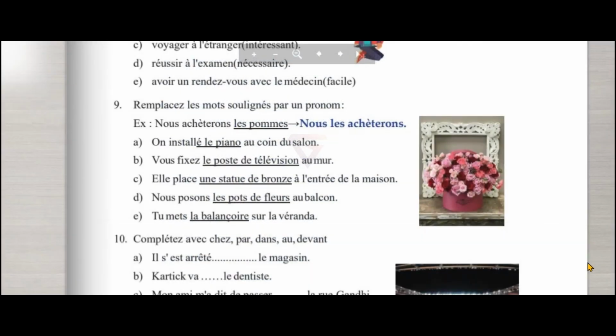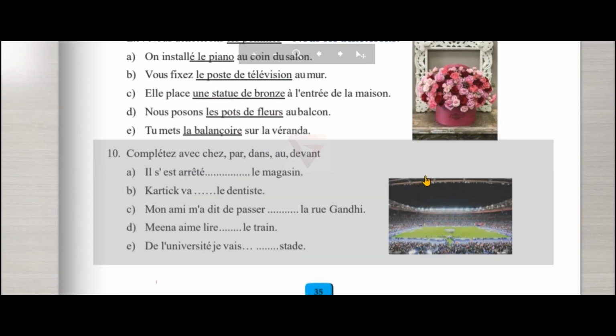The 10th exercise, they want you to replace with the following prepositions. So here you can see chez, when you are going to the place of or at the place of someone. So it can be at the doctor's place, or it can be at your mother's place, at your friend's place. So at that time, you can make use of the preposition chez. Par meaning by, dans, in, au here meaning at the, in the, or to the, depending on the context, and then devant meaning in front of.